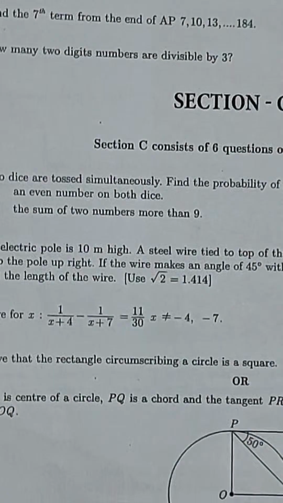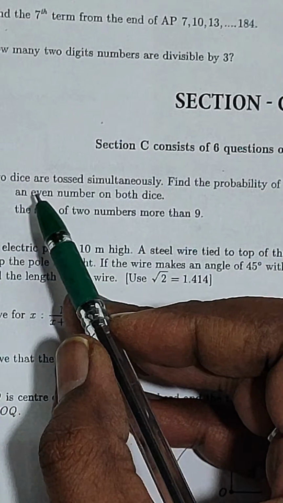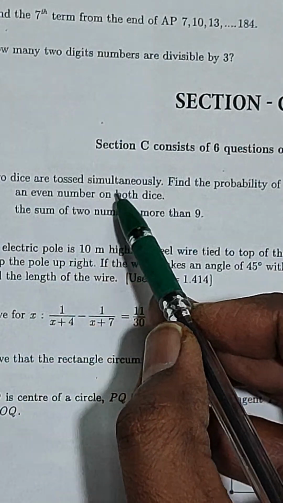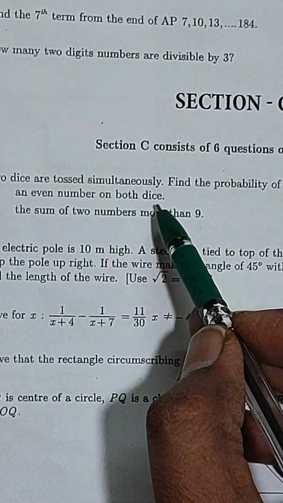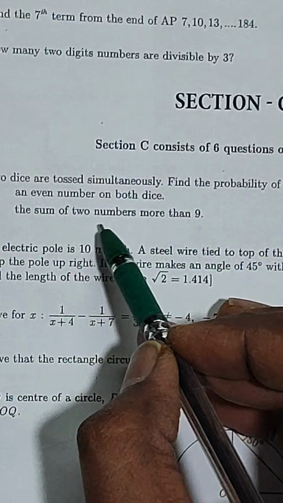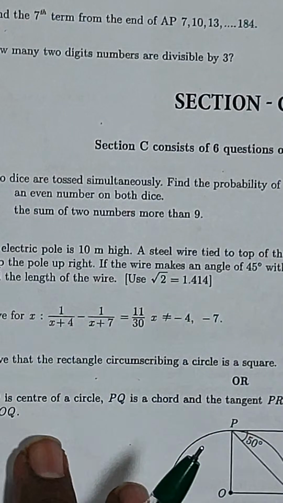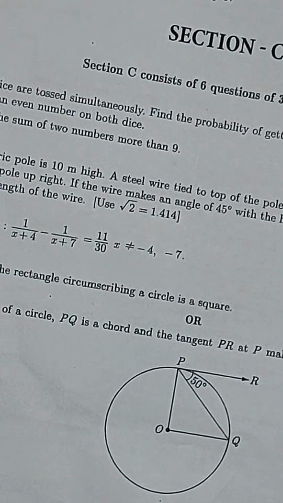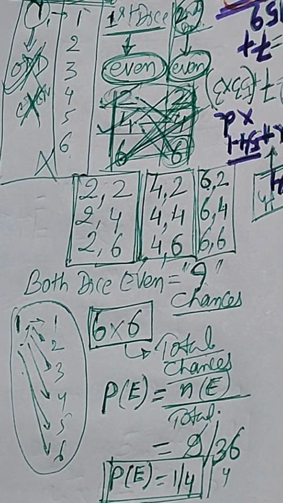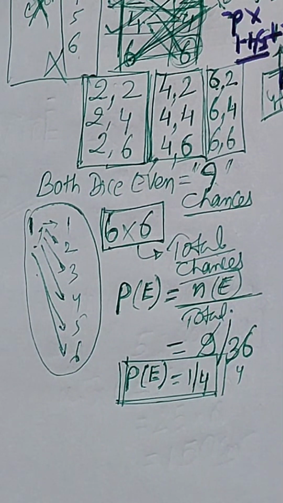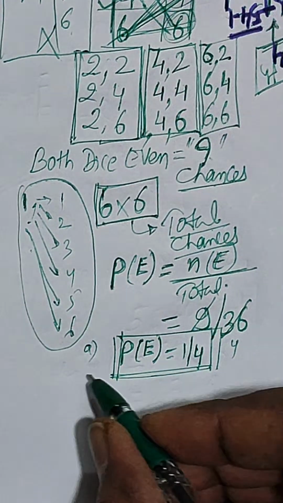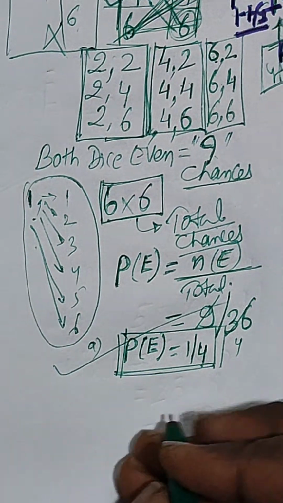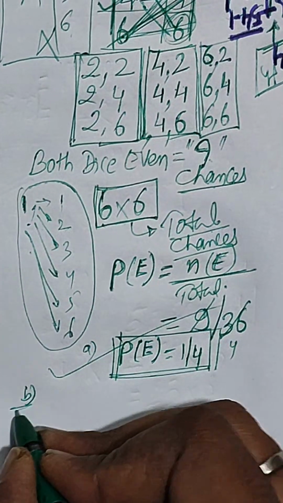And what is the second question? Not for today, but for this question: two dice are tossed simultaneously. Find the probability of getting an even number on both the dice. So that is done. The sum of two numbers more than 9. This is the second part. Sum of two numbers more than 9. So when two dices are rolled together, this is part A, which is done. Now going to part B.